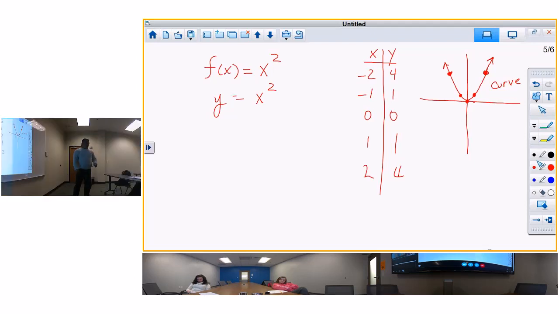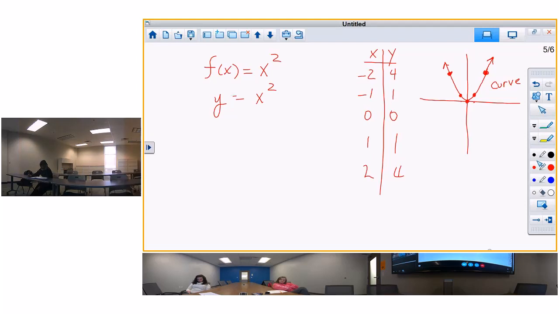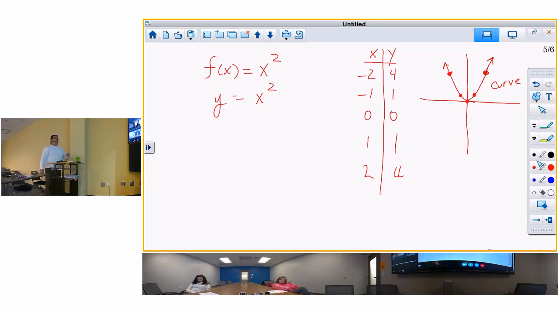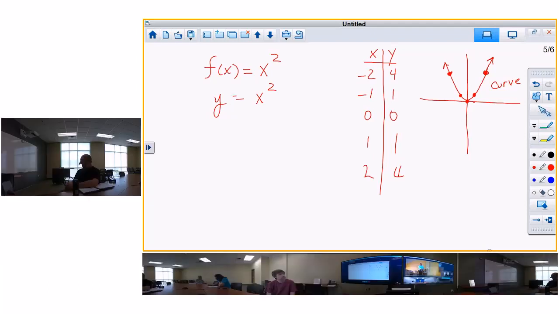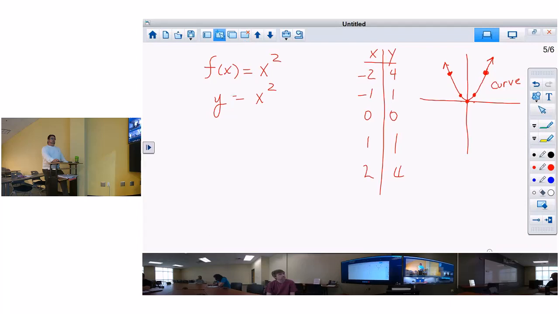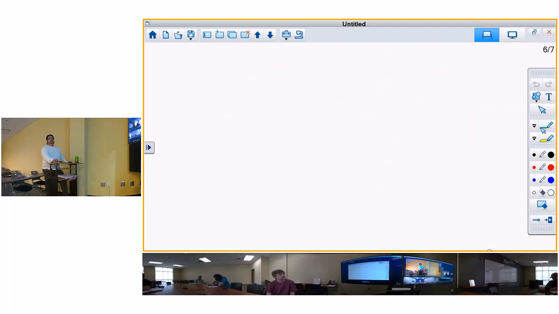So that's why you need to know how to do this method, because the other two methods I'm going to show you will not help with a nonlinear. This is the only method that you can use for a nonlinear. Comprende? Okay, the second method of graphing. The second method of graphing is called the Intercept Method. Method 2 is called the Intercept Method.